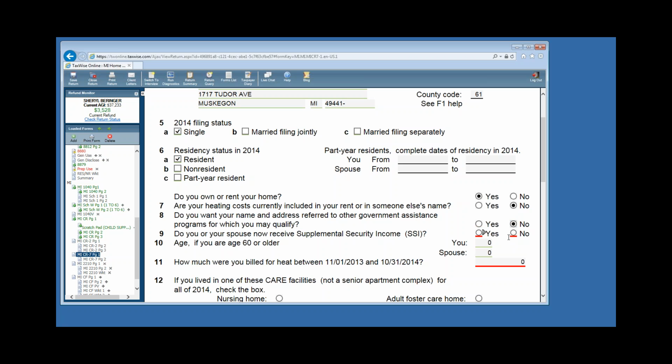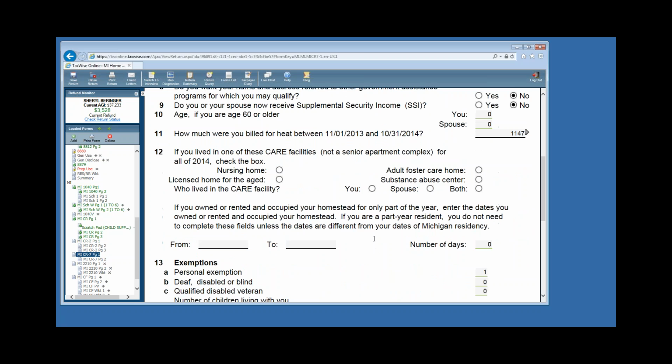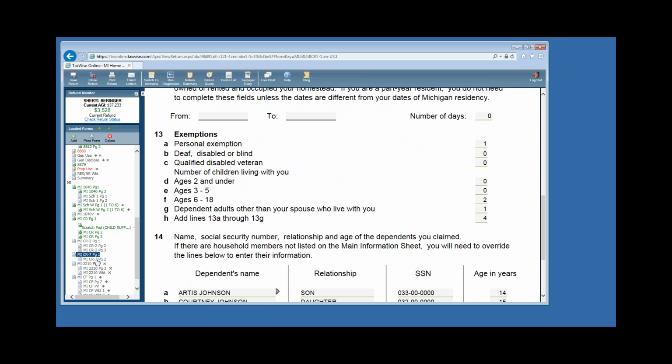And then there's no SSI being received that we know of. And lastly, it asks how much you are billed. So this is the big thing that we need from that bill that the clients bring in. As it says on that page 14 of our information regarding the client, Cheryl had paid $1,147. So once we put that in, it's not highlighting green. The client probably is not eligible at this point for the home heating credit.